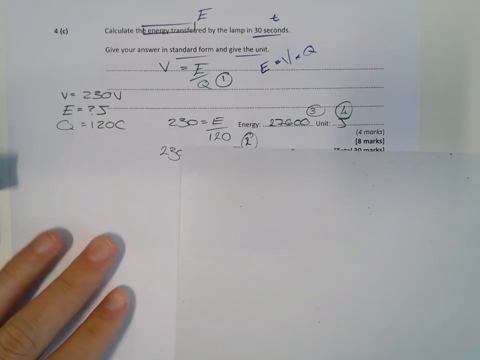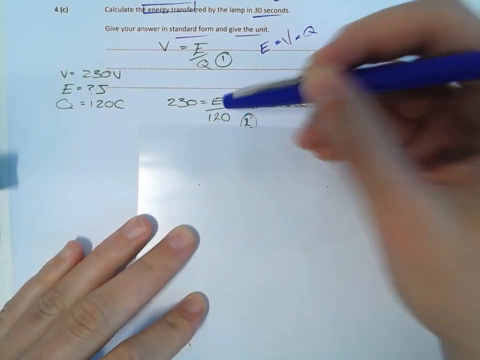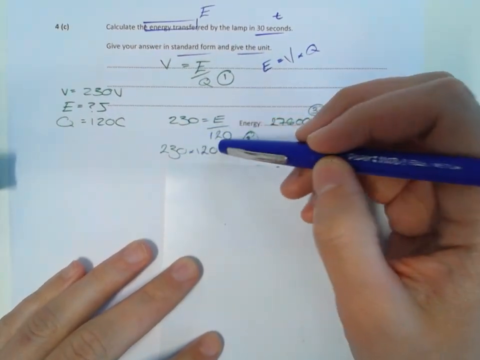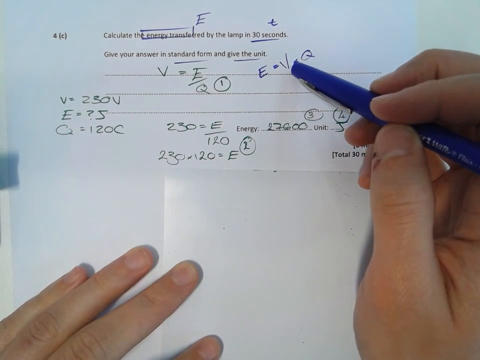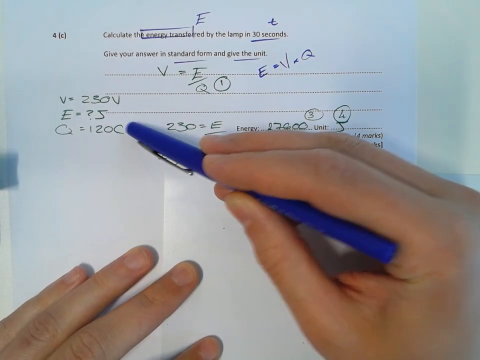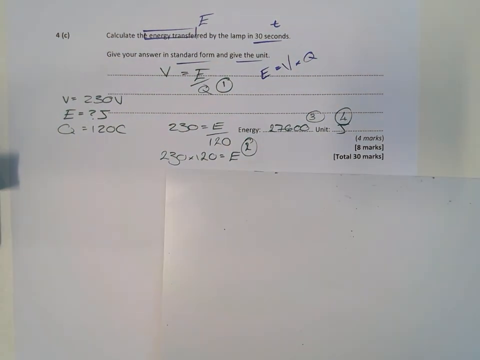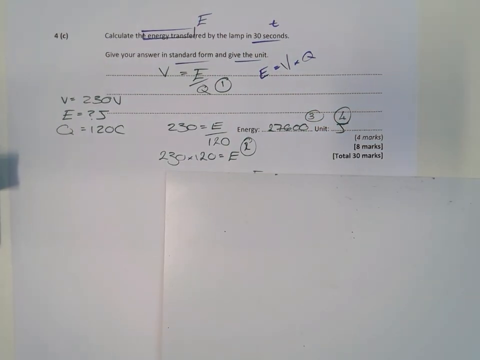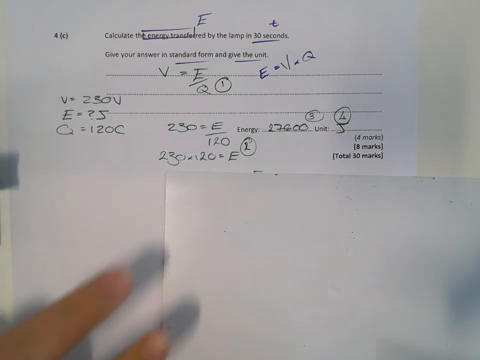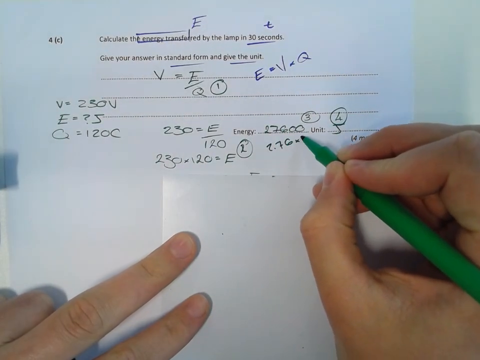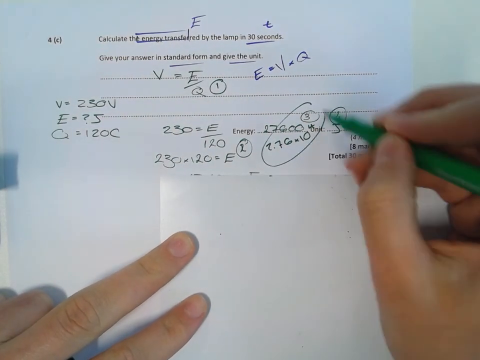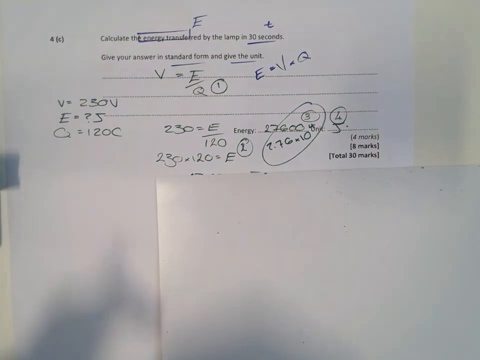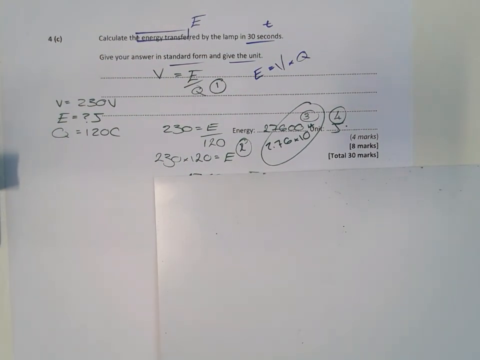Now, if you substitute those values in, you get 230 over 120. That means energy equals 230 times 120. So voltage multiplied by charge gives you the energy. Now, I've made a mistake here. I've just realised I haven't written my answer in standard form. So I would have lost a mark there, which is no good, but I will correct it for you. 2.76 times 10 to the 4. That would be good for 3 marks, and your 4th mark would be for writing joules, because that is the unit for energy.